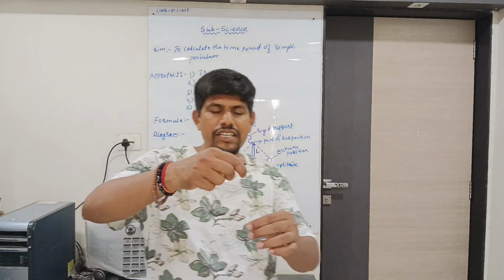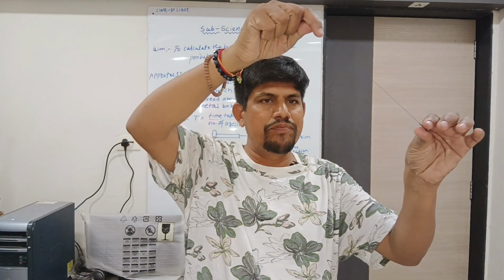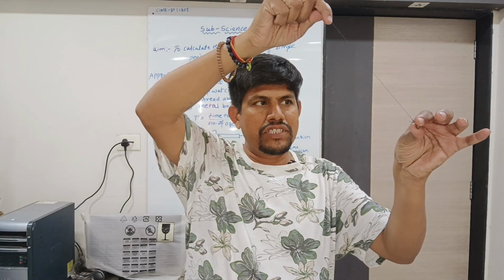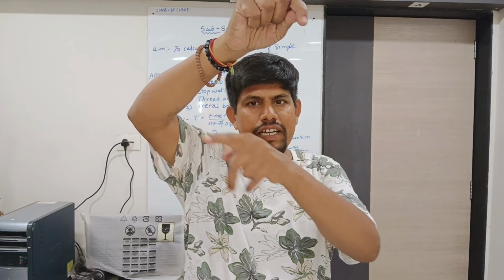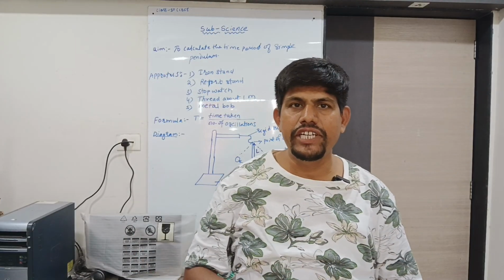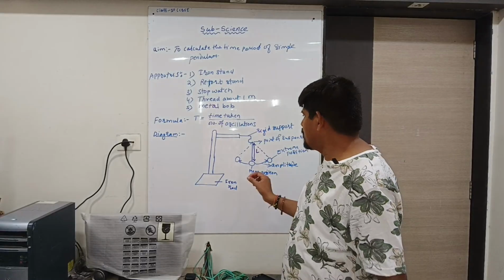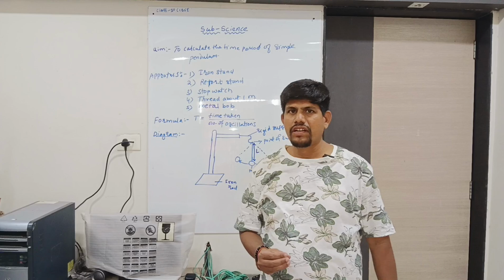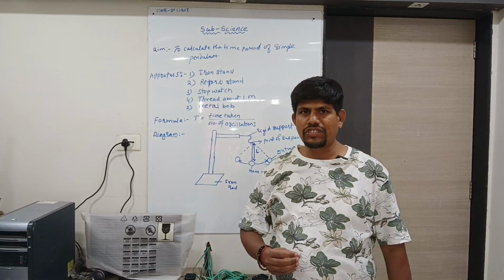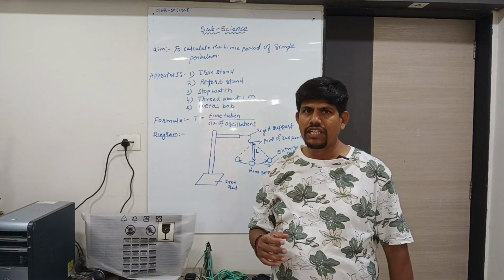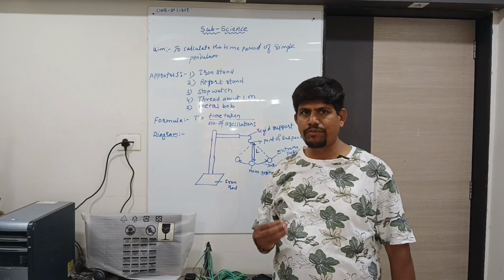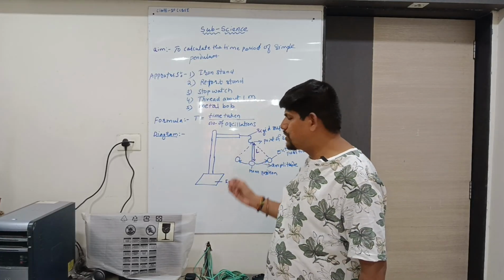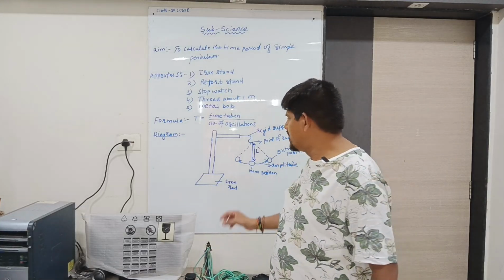Or you can take one oscillation like this: suppose it starts from here and comes back here, that is one. Suppose here to here is one. You can take it according to your convenience. You have to take the observations for 20 oscillations minimum. You can take up to 30 also, or you can take 10. Here we are going to take 20 oscillations.